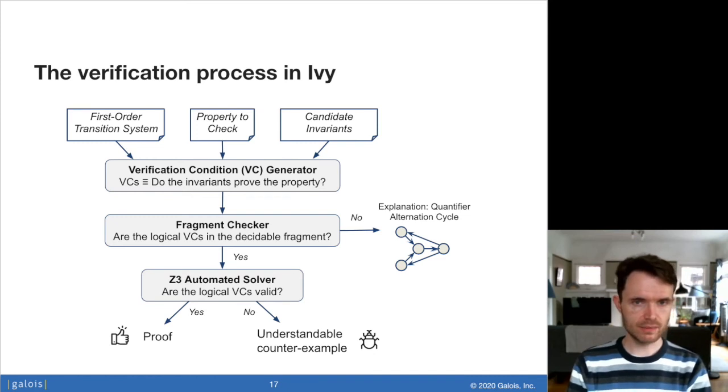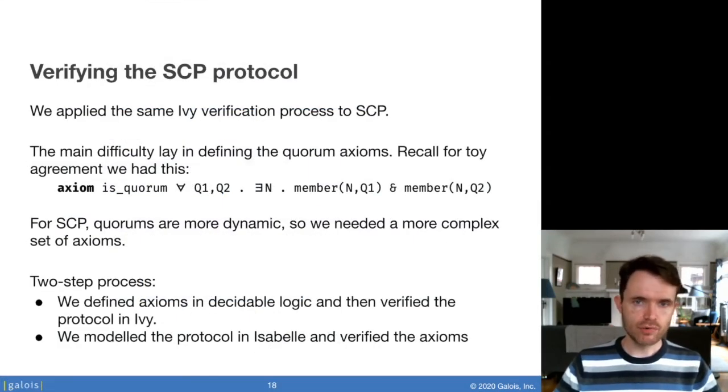The effect of decidability is that if a verification condition doesn't hold, Z3 will produce a concrete counterexample, which can explain the error in terms of a protocol trace. The result is that at each step, the proof engineer gets useful information about what is going right or wrong in the proof. The approach I've described for the toy agreement protocol is exactly the approach we applied to the Stellar consensus protocol. For SCP, the main difficulty was defining the meaning of a quorum in decidable logic.